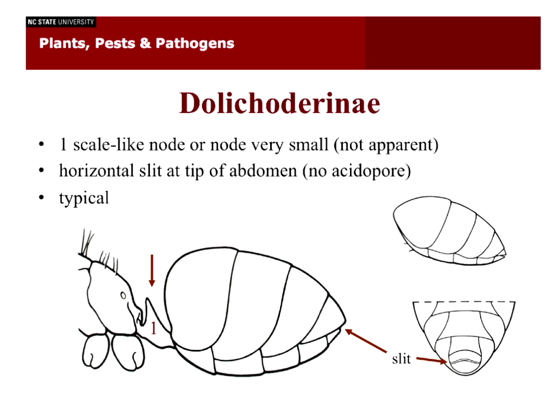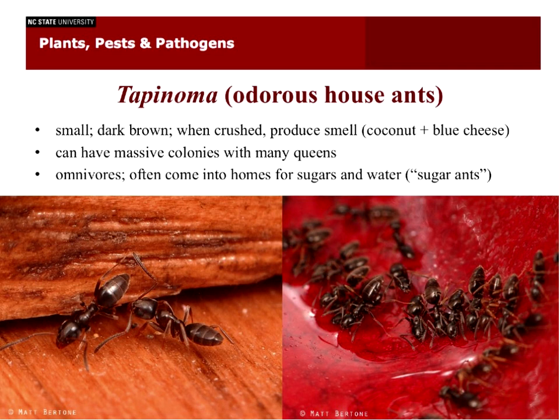Now the two major genera that we're going to be talking about here are Tapinoma. This is the odorous house ant. These are the ones that a lot of people call sugar ants, I believe. It's hard to tell from the common names without seeing a picture what's being called a sugar ant, but I think this is what most people call sugar ants.